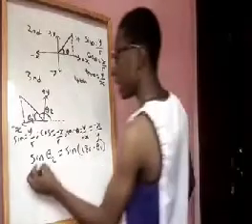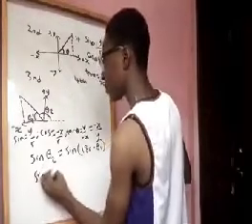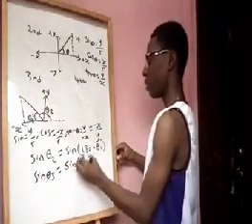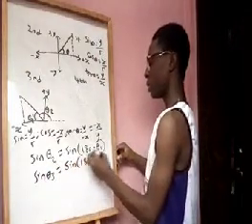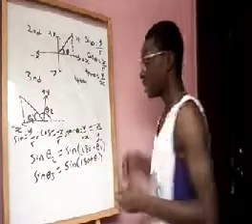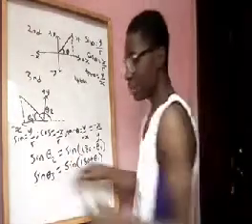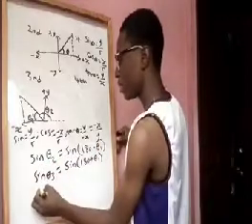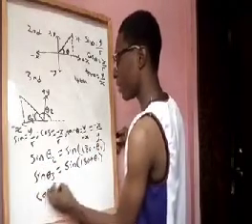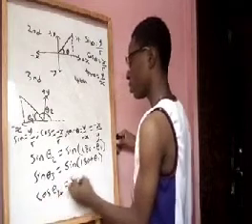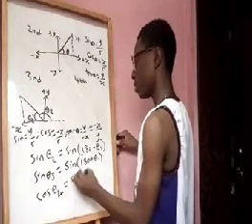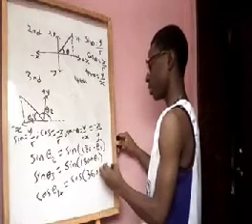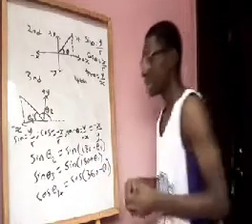Then for your third quadrant, sine theta 3 is equal to sine of 180 plus theta 1. So this is just a summary. And you can replace this with cos, you can replace this with tan. For the fourth one, you can just say cos theta 4 is equal to cos of 360 minus theta 1. So this is just an example.